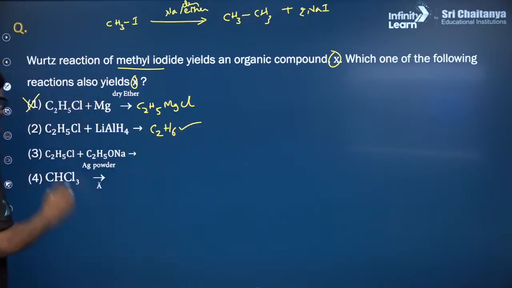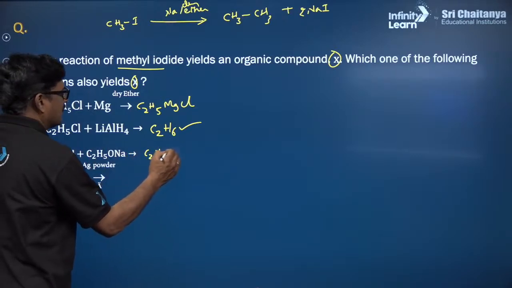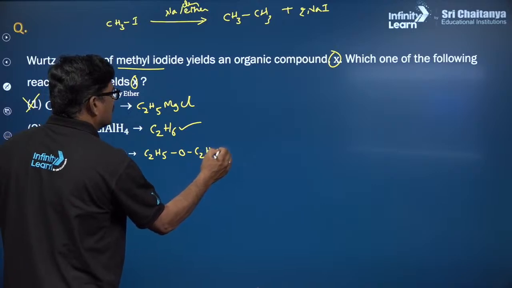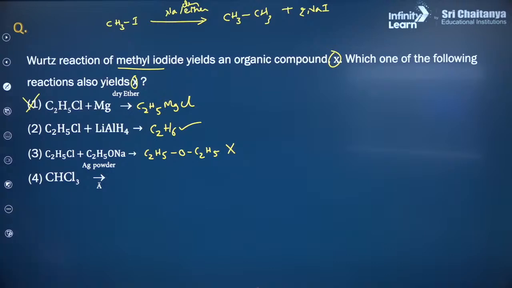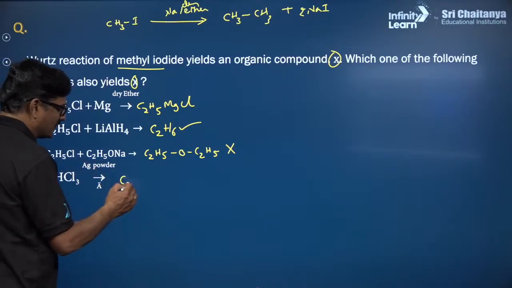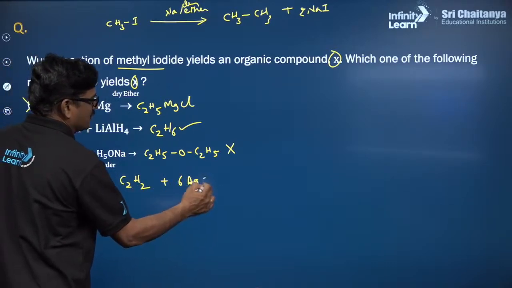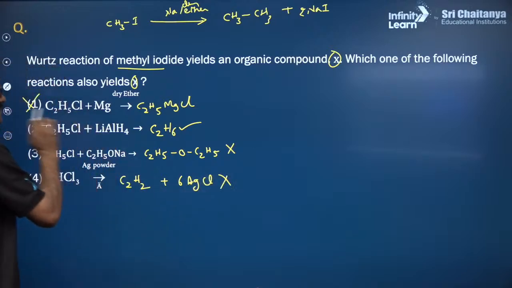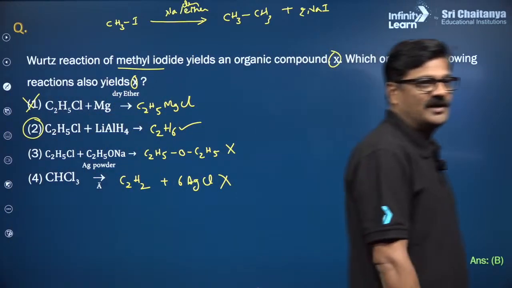C2H5Cl with C2H5ONa: this is the Williamson ether synthesis, you are going to get C2H5OC2H5, the product is ether. Okay, yo-yo, CHCl3 with silver powder, you are going to get C2H2, acetylene, plus 6AgCl formed. So this cannot be. So I got 1 cannot be, 3 cannot be, 4 cannot be. So 2 is the answer for this question, answer B or 2, right?